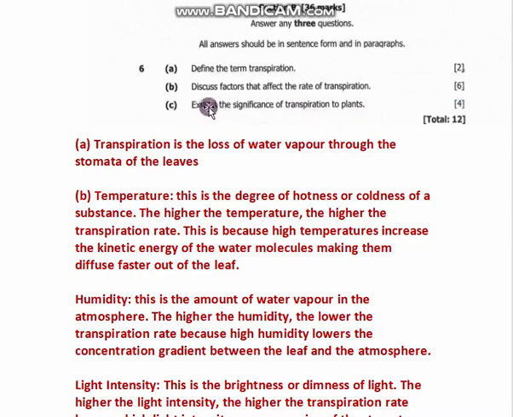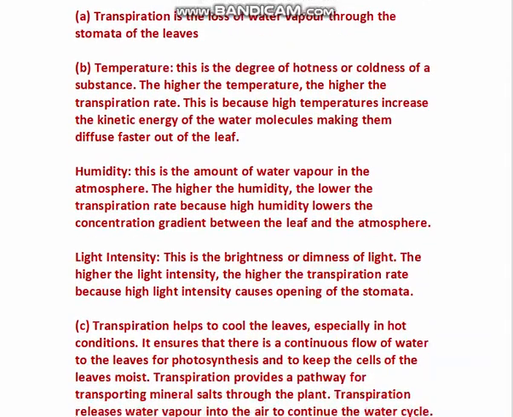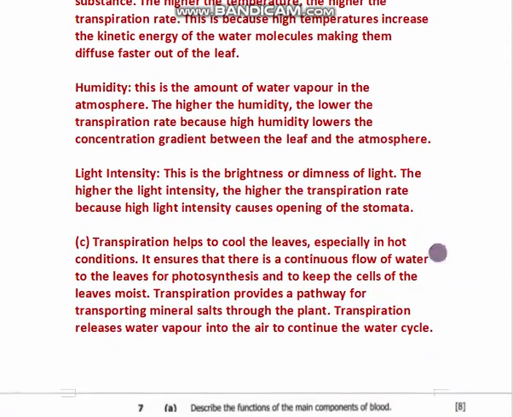Question C, explain the significance of transpiration to plants. So significance, it is more like the importance of transpiration to plants. In other words, why is transpiration important to plants? So let's see why transpiration is important to plants.